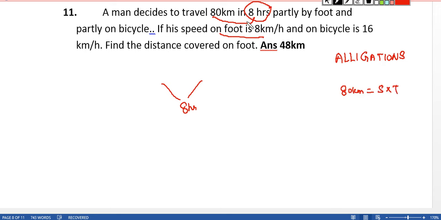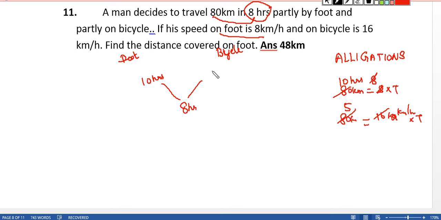Speed into time, and by foot he is traveling 8 km per hour. So instead of s, this is 8 km per hour. So the time that you would take to travel by foot is 10 hours. Okay, this is by foot and this is by cycle. So similarly 80 km at the speed of 16 km per hour. So the time taken would be what? 5 hours. So by bicycle it would take him 5 hours. So this would be 3 and this would be 2.